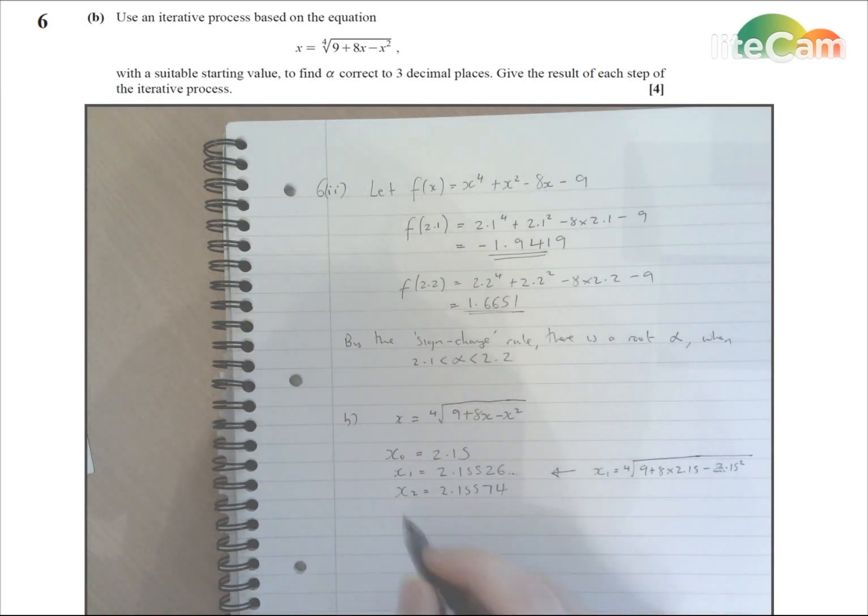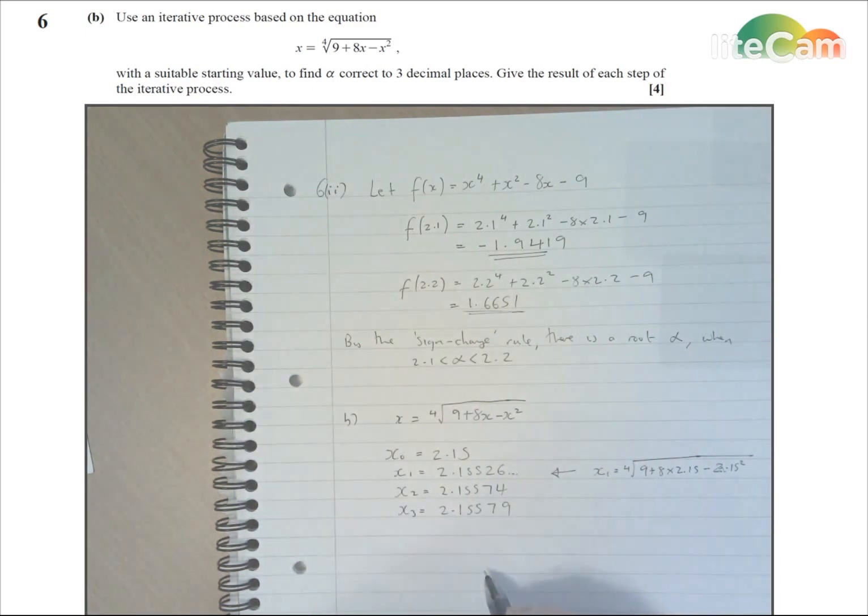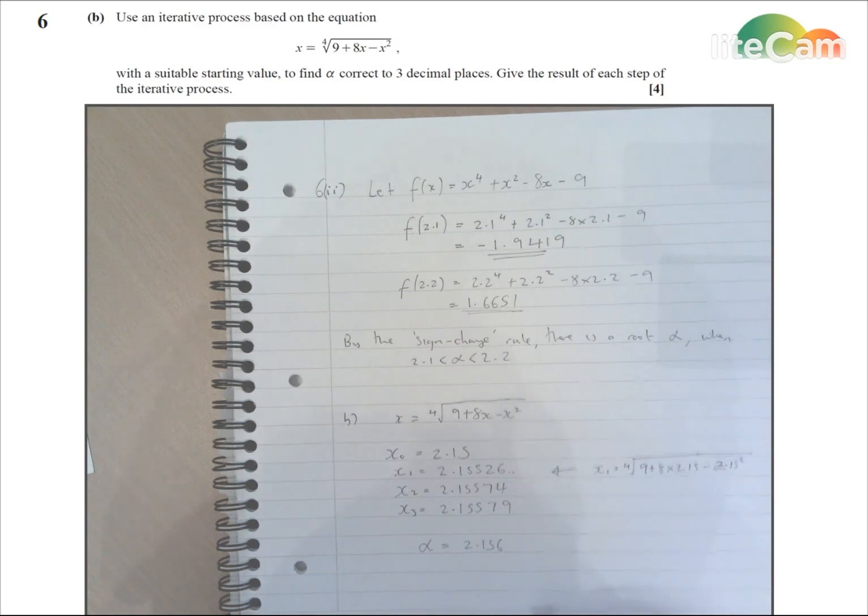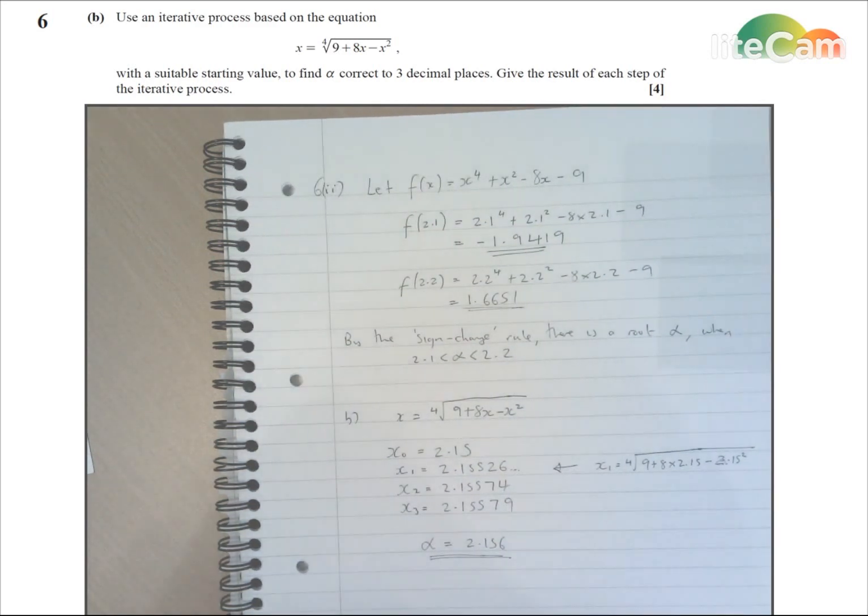Okay, if I do x3, I get 2.15579. So the fourth decimal place is the same this time, so I'm going to stop there, and my answer is going to be 2.156. Remember to round up here. And that's part B.